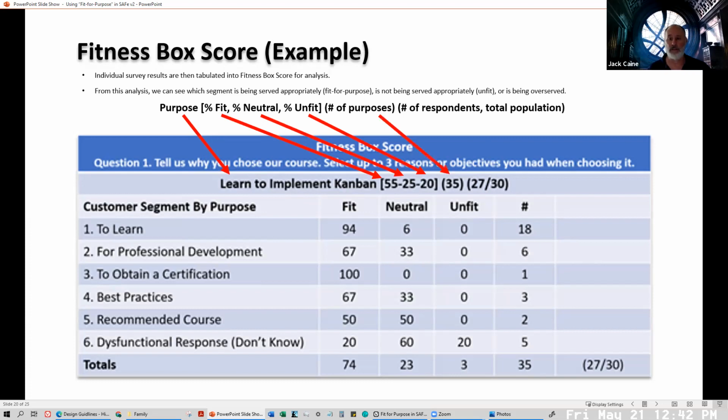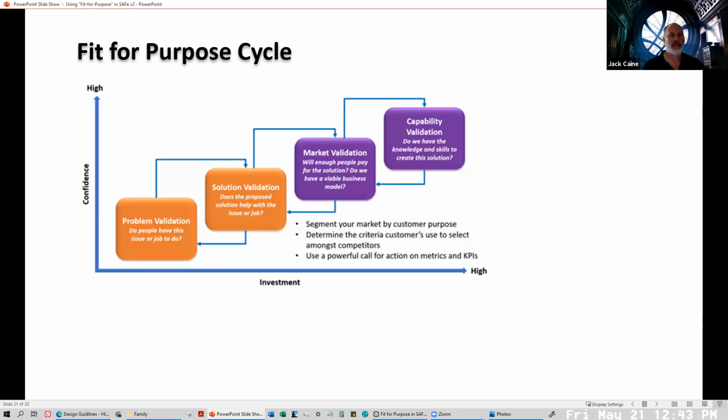Then we have the number of purposes that people came up with when they were answering the survey, the number of respondents to the total population, and the actual total population. And so they came up with these different customer segments by purpose. These are the things that were grouped. You do affinity grouping when you're doing the analysis. So this can all be used also in what's called the fit for purpose cycle. You may recognize this from design thinking.